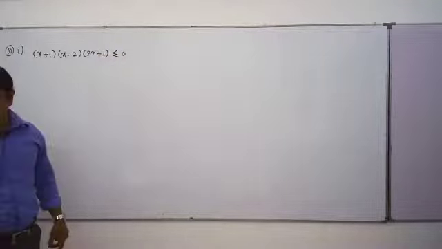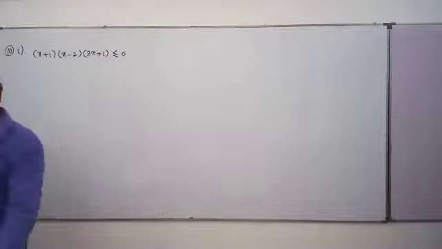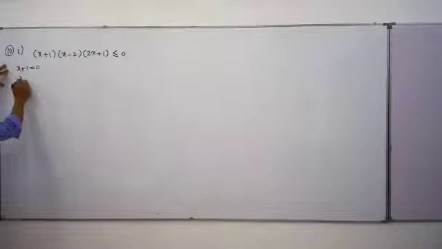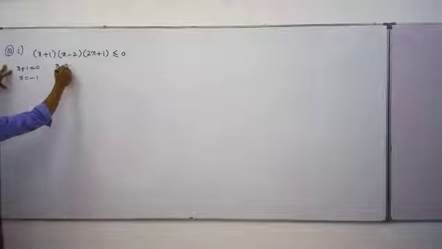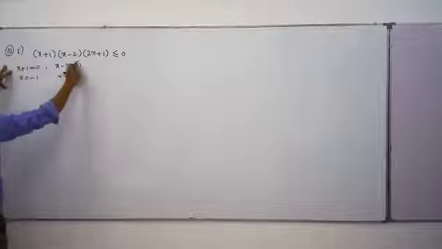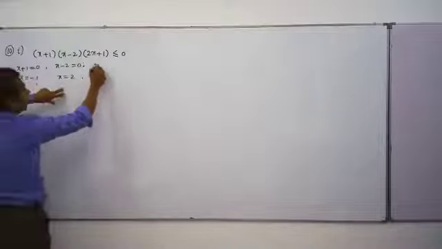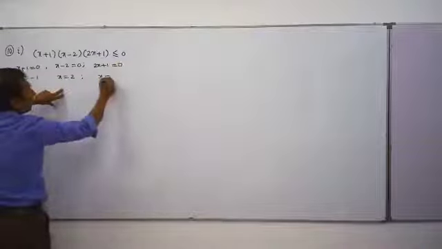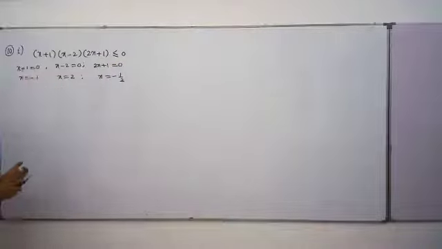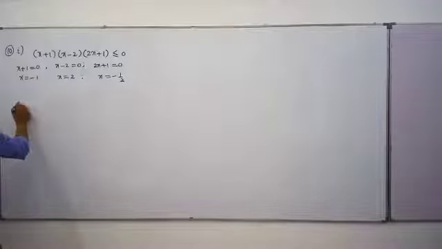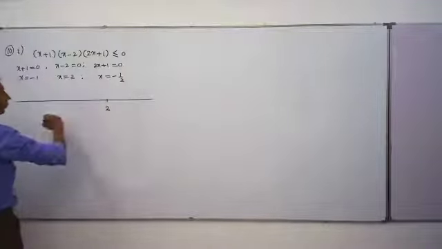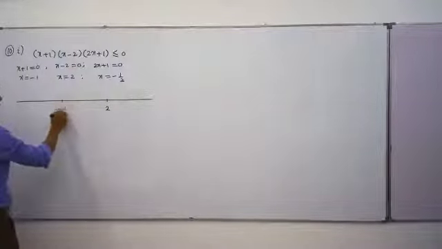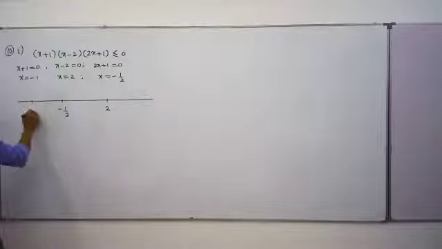Right. What we do is equate each bracket to 0 and find the x value. X is minus 1, equating this bracket to 0. Second bracket to 0, x is 2. Third bracket to 0, x is minus half. Right? This is the first stage. Now mark this on the number line. X is 2 here, x is minus half here, x is minus 1 here.